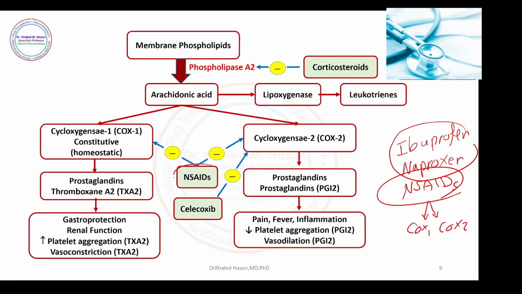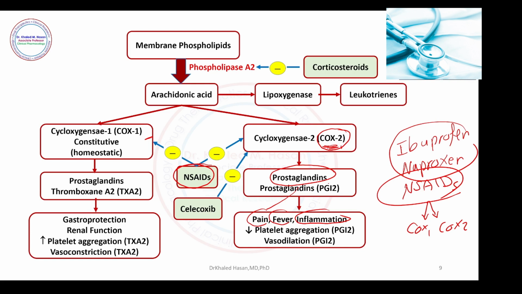You can see here that ibuprofen and naproxen block both COX-1 and COX-2. When ibuprofen or naproxen block COX-2, this inhibits synthesis of prostaglandin, and the end result is relief of pain, relief of fever, and reduced inflammation. That's great. This is what we need from medication: ibuprofen and naproxen relieve pain, reduce fever, and reduce inflammation.